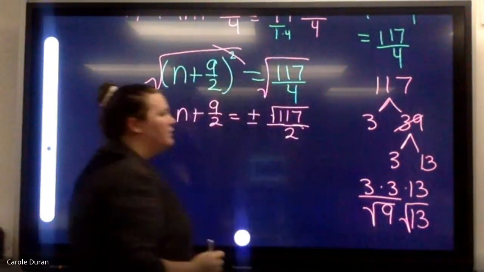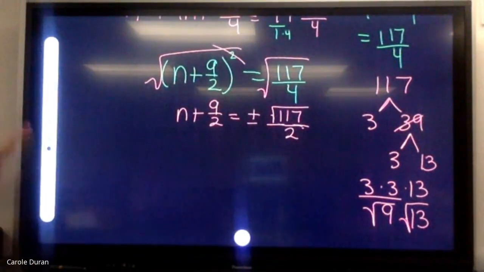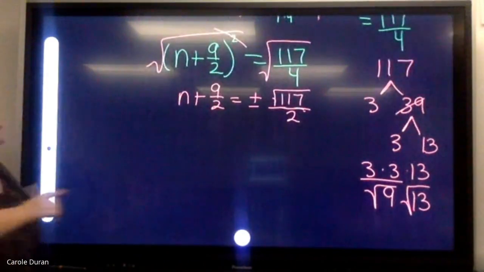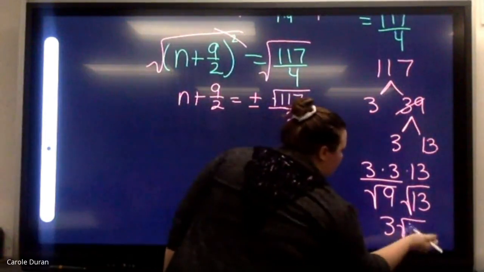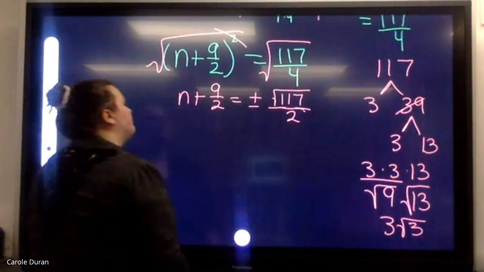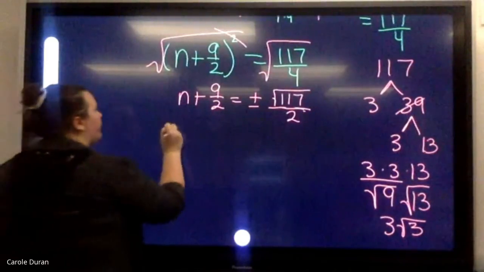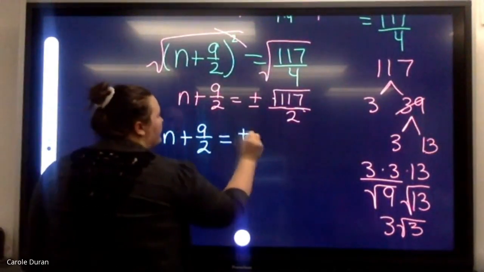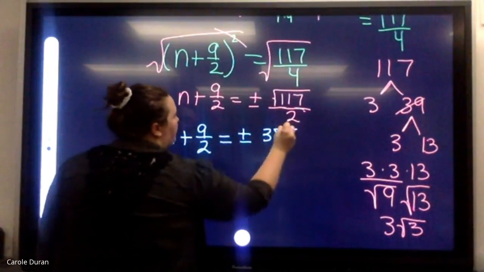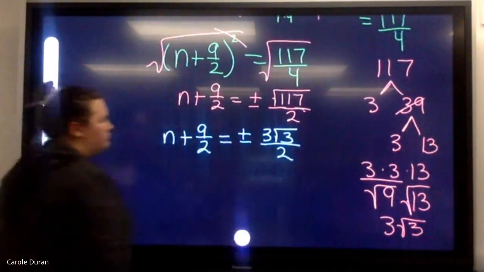And then what's the square root of 9? 3. So the square root of 117 becomes 3 times the square root of 13. So I go ahead and rewrite this. n plus 9 over 2 equals positive or negative 3 root 13 over 2.